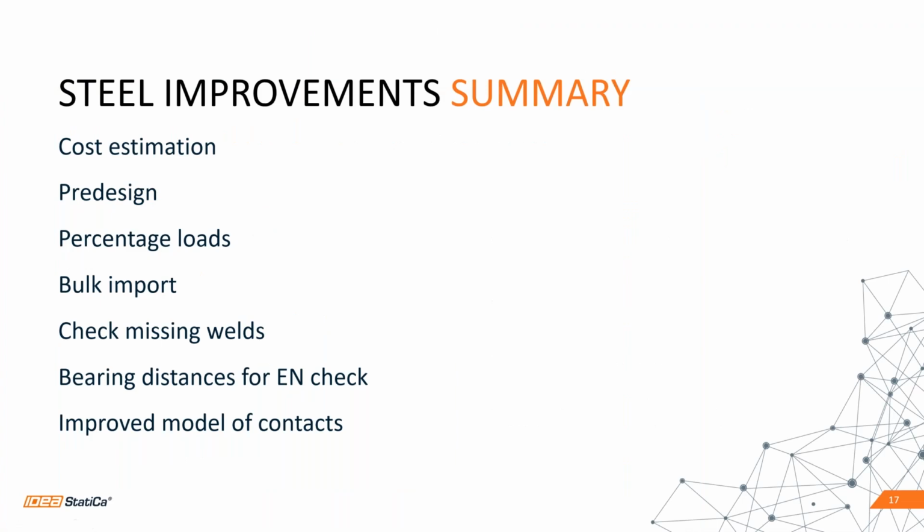And then just to recap all that we've seen for the steel improvements. We've had a look at the cost estimation, the pre-design feature, the percentage load input, bulk import of connections, check for missing welds. And there's two improvements that I've not demonstrated, but were improved in the latest version, which is the bulk distances, which have a new algorithm for the Eurocode bearing check and an improved model of contact between plates.